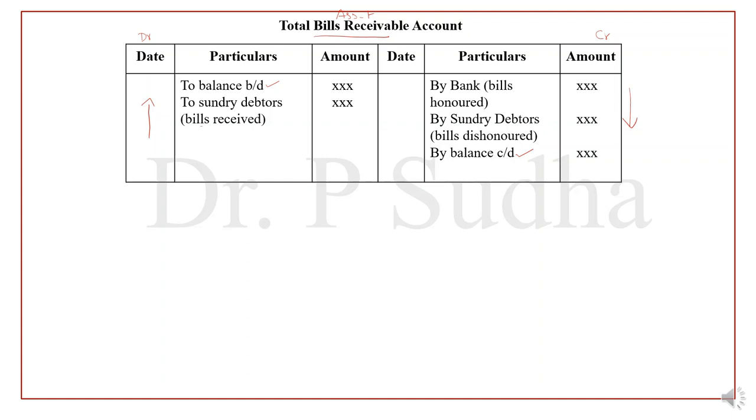Then new bills, if we are drawing new bills, we are writing new bills, then it will increase the bills receivable, we are debiting it. Okay, coming to the credit side, if the bills are honored, the bills are paid in time, it will decrease the value of bills receivable. In the same way, if bills are dishonored, it will decrease the value of bills receivable, because those bills will be treated as sundry debtors henceforth. So that will decrease. Then we will record the closing balance.